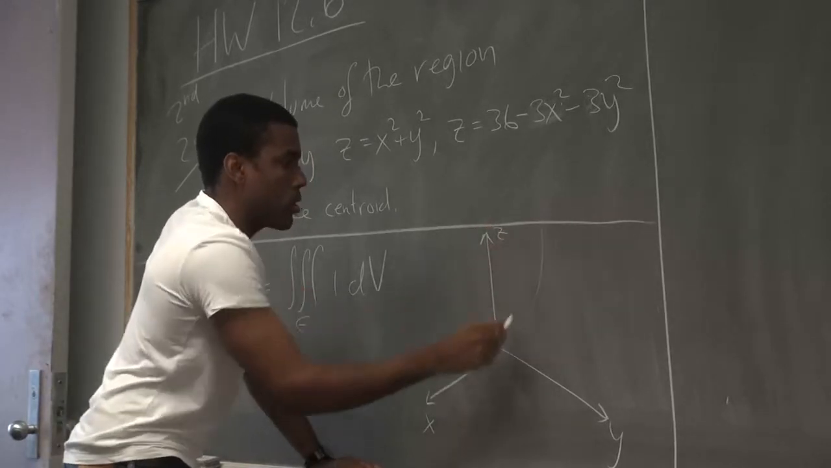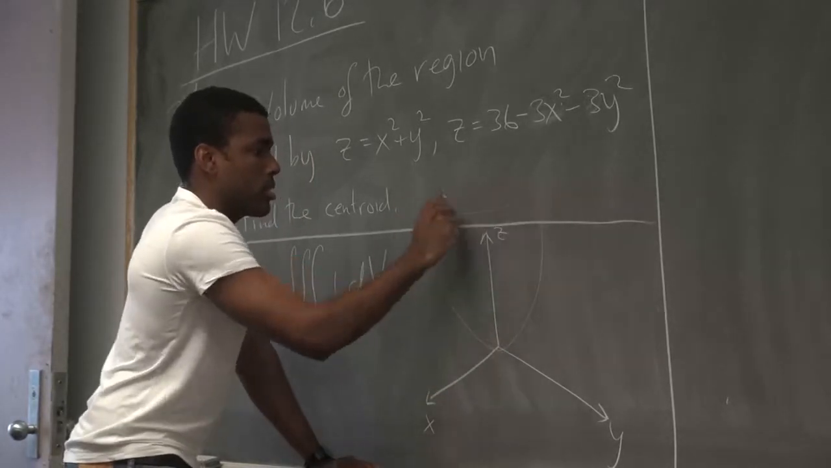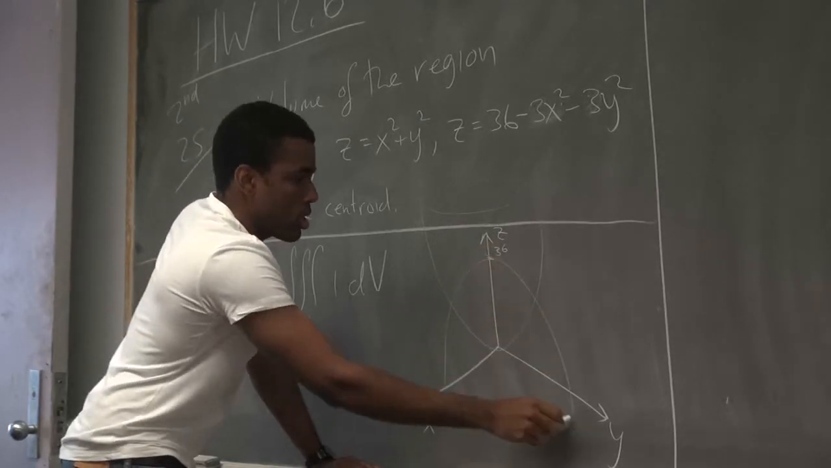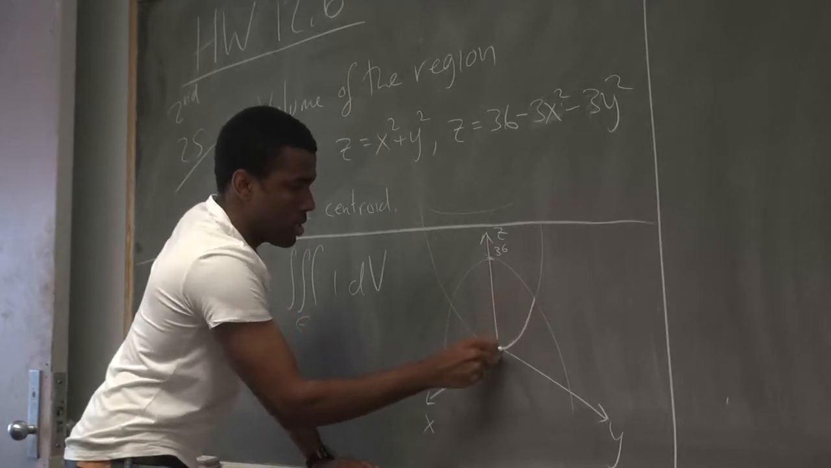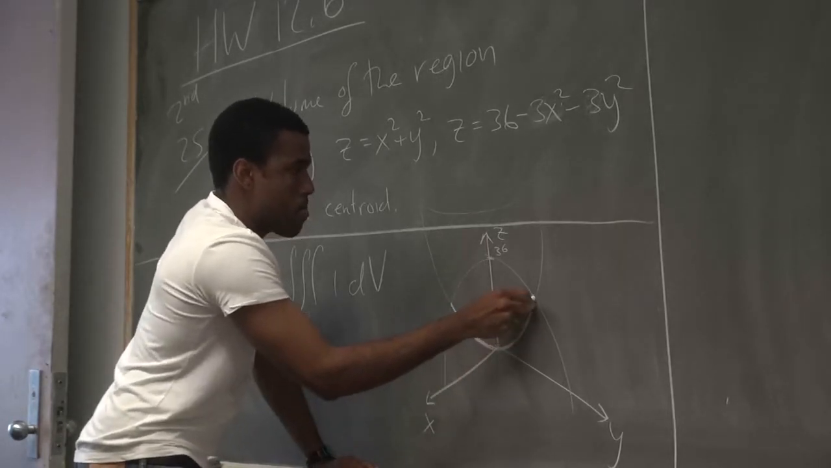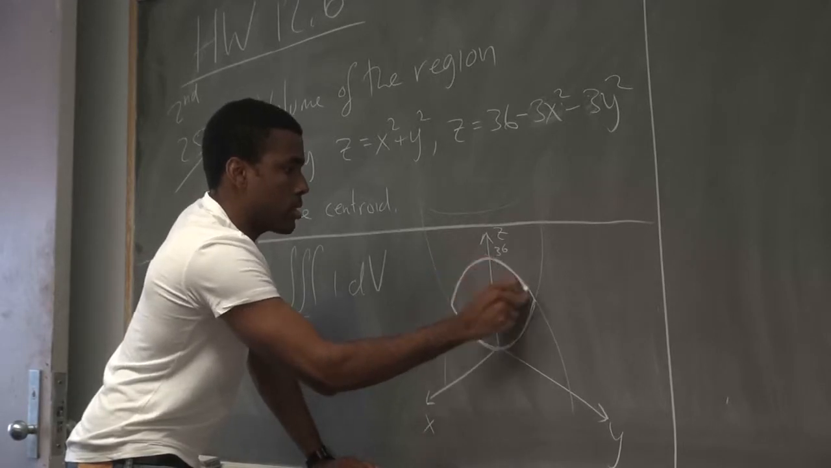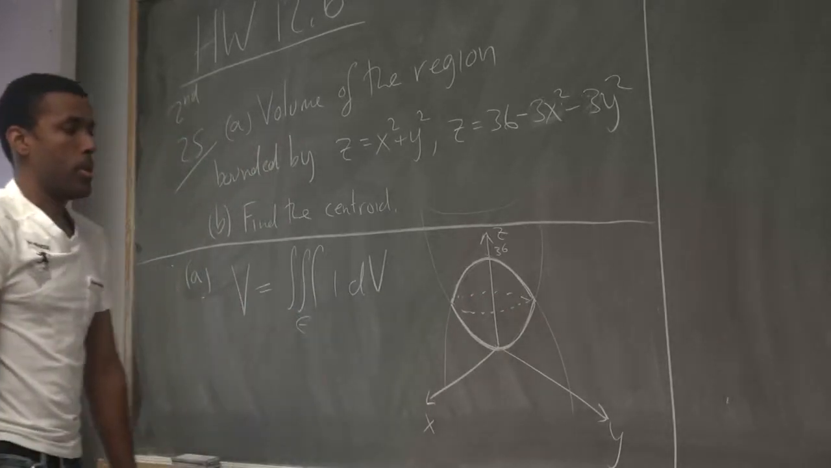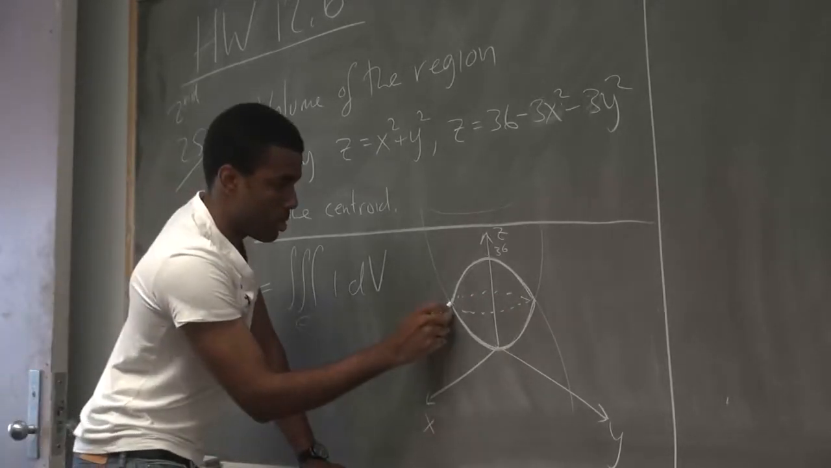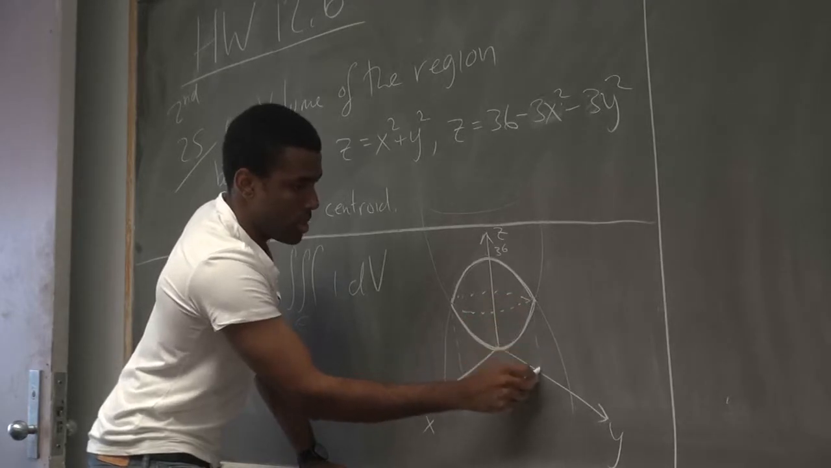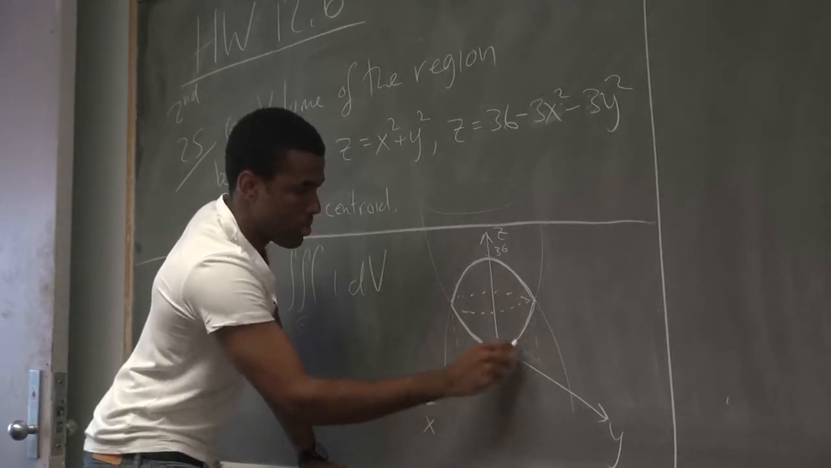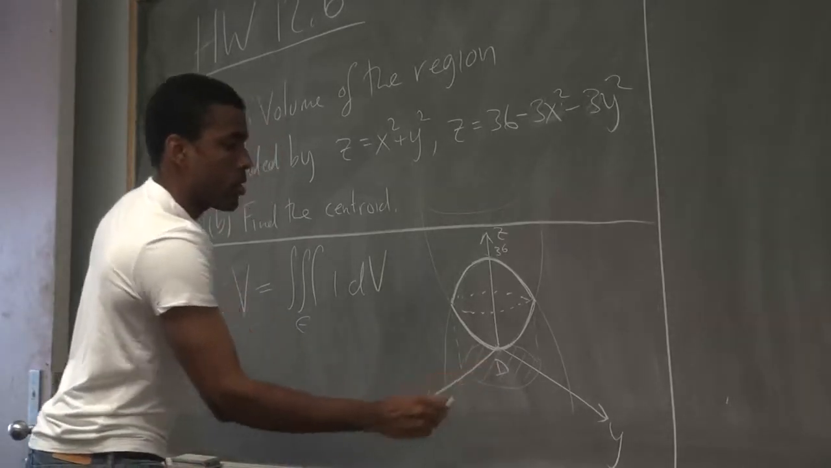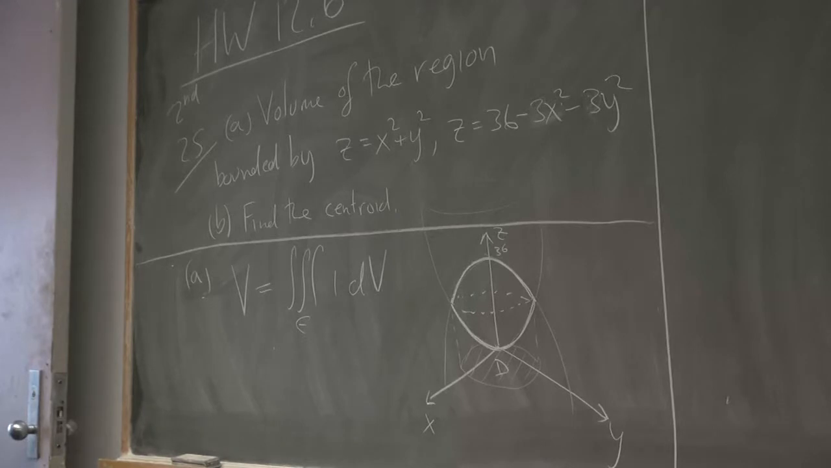One is a paraboloid going up. The other one is a paraboloid with 36 going down. So the object of our desire is something that looks like this. That's going to project down, and it's going to be some sort of a circle, radius to be determined. We want the volume of that and the centroid.